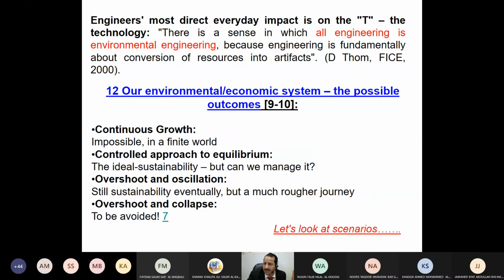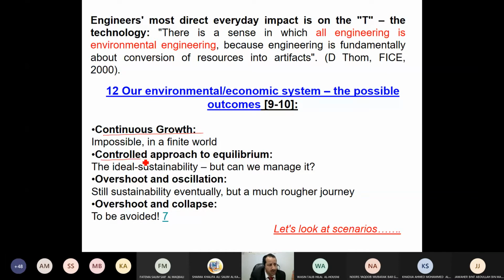Now, what are the possibilities and outcomes in terms of environment and economic systems? We have a few options. The first option, as you can see, I call here continuous growth. We keep growing, more people on the planet, more industry came, more equipment came, but this will end at a point of time due to the limited world. We have limited resources, limited planet, so at the end we are going to stop somewhere.